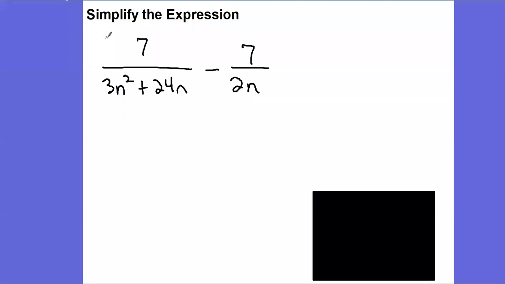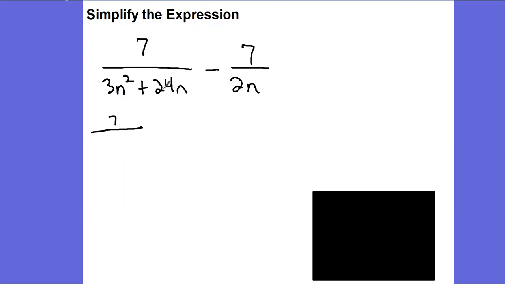In this video, we're going to take a look at subtracting 7 minus the quantity 3n squared plus 24n, minus 7 over 2n. So first thing I want to do here is I'm going to need to get common denominators. I can't subtract fractions unless I have the common denominator. And in order to figure that out, I want to get this in factored form.